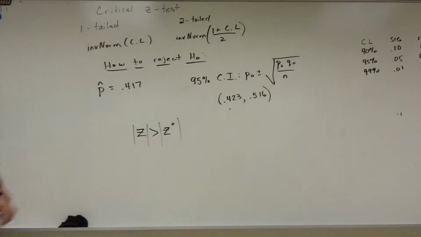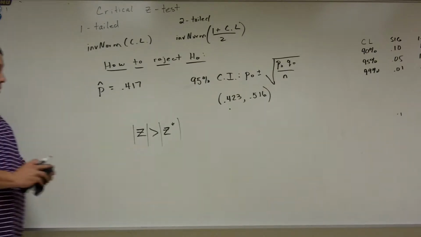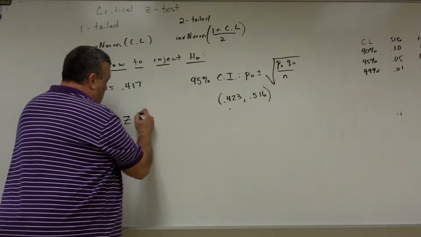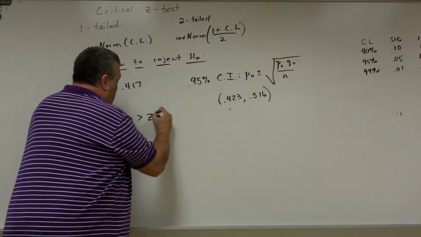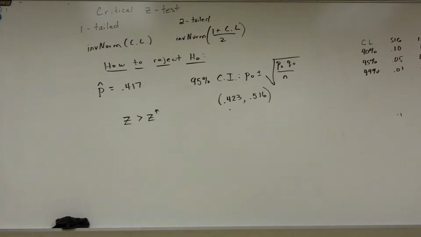Okay, and again, do not worry about absolute values. When you're doing that on a test, you're just going to write z is greater than z star. Somebody asked me last year, what if it's right on the button? Okay, if it's exactly, you can go ahead and reject, or you can not reject. Nobody will care either way.